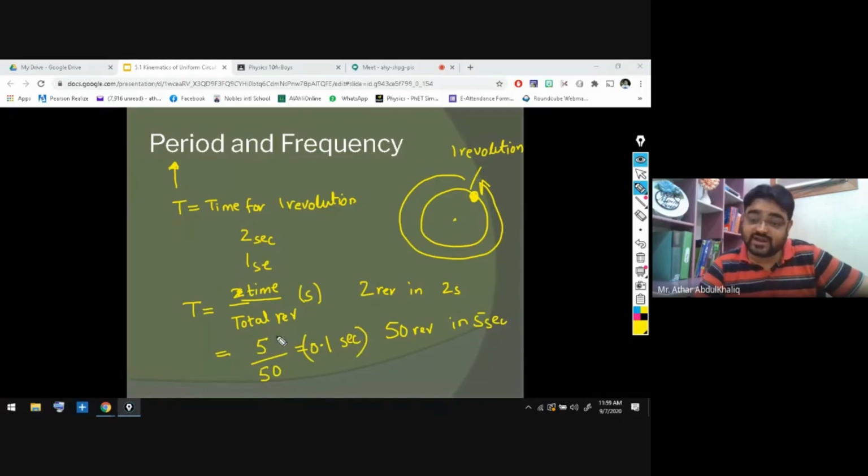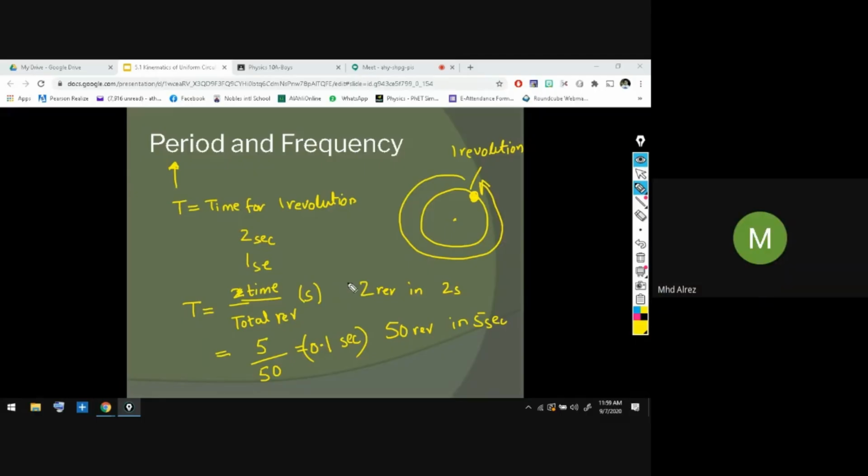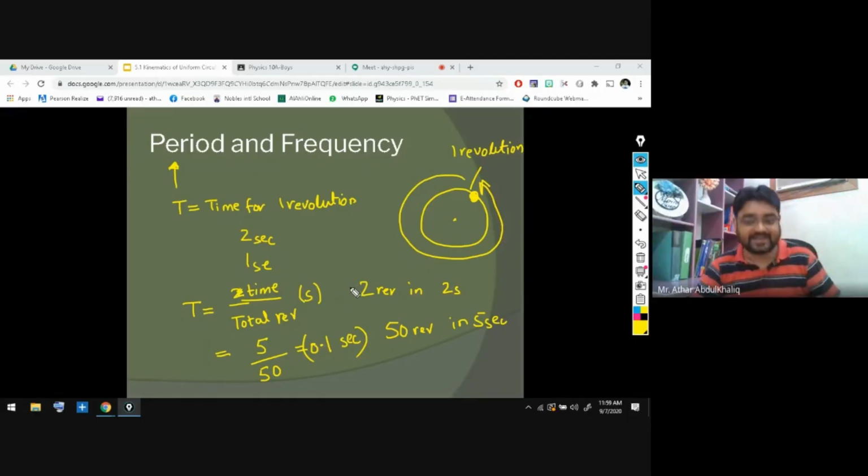It means one revolution takes 0.1 second. 2 revolutions, 0.2; 10 revolutions, 1 second. So every 10 revolutions, 1 second. Very good. So for 50 revolutions, it becomes 5. You got this thing?